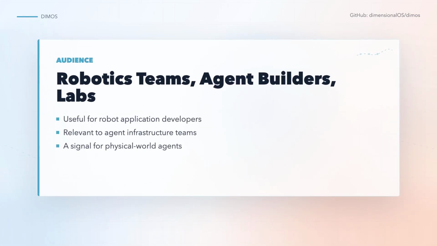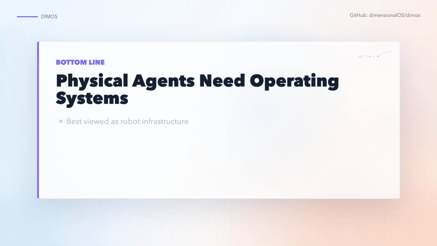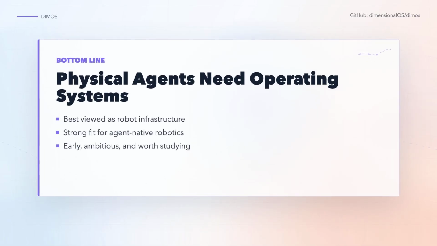The people who should study this are robotics developers, agent infrastructure builders, research labs, and hardware startups. If you are building a robot application, DimOS shows a Python-first way to organize streams, skills, and blueprints. If you are building agents, it shows what tool use looks like when the tools are physical. And if you are watching the agent market, this repo is a reminder that agents are moving beyond browsers, terminals, and code editors. Bottom line, DimOS is trying to become the agent-native software layer for robots.